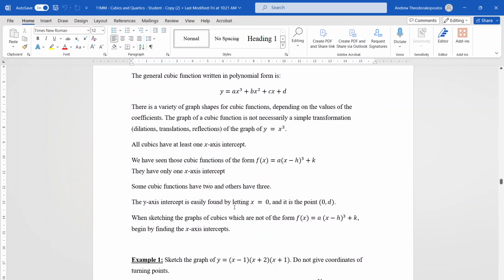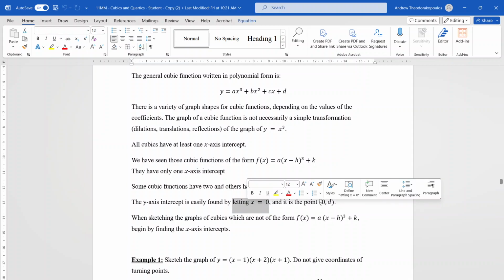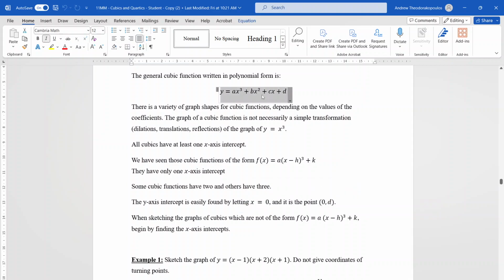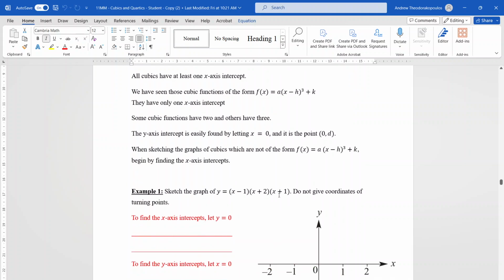We all know how to find the y-axis intercept now, similar to quadratics and linear graphs. It is just found by letting x equal 0. And if it's of this form here, the y-intercept will be just d, if you think about it. So if we let all these x's equal 0, our y-intercept will be just this constant term here. But let's get into it.